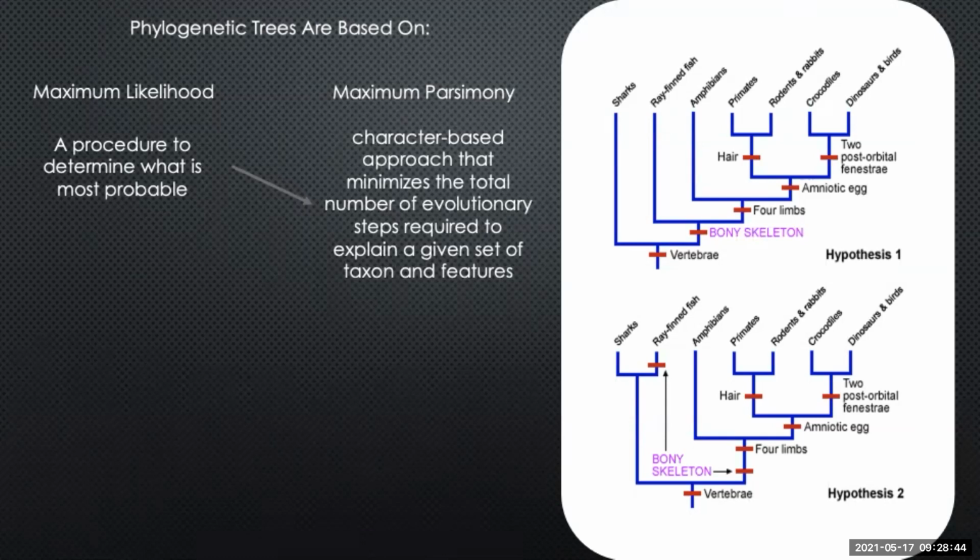There are a lot of different ways you can do this, but when a scientist creates a paper on phylogenetics, what they're doing is looking at how many steps, how many different types of evolution or trait changes it requires in order to explain these species.